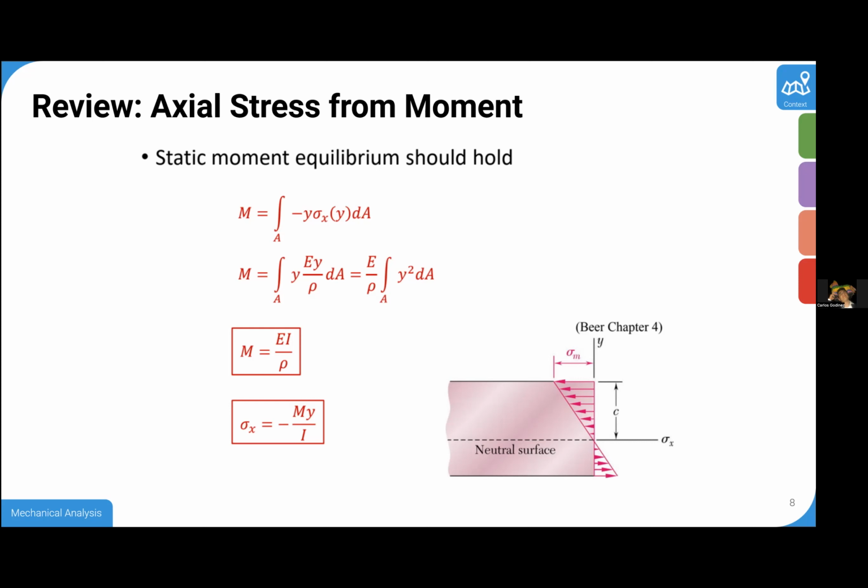I do want to point out this negative sign. This negative sign just denotes what your coordinate system is. So one side of this will be in tension, one side will be in compression. So sometimes you'll see it with the negative sign, sometimes you won't. Just keep that in mind. That's why it sometimes appears, sometimes it doesn't.